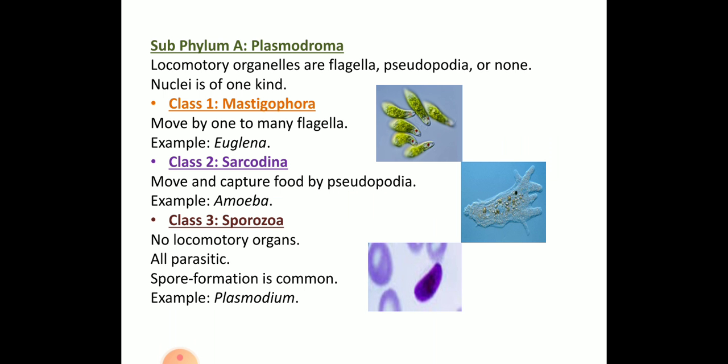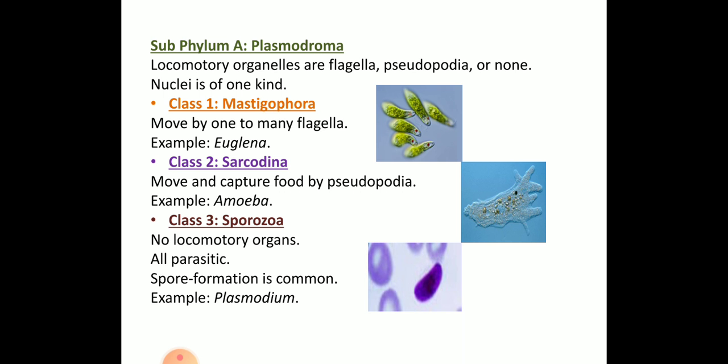Class Sarcodina: they usually move and capture food using pseudopodia. The example is amoeba. The pseudopodia mainly help in capturing food and engulfing it, forming a food vacuole. That is the characteristic of this class, Sarcodina.